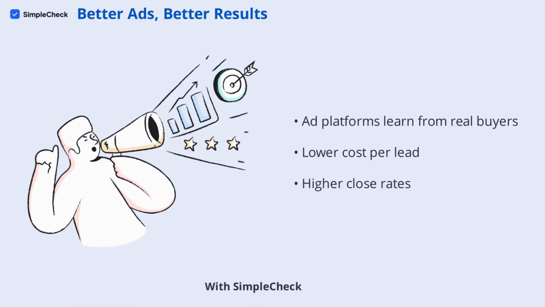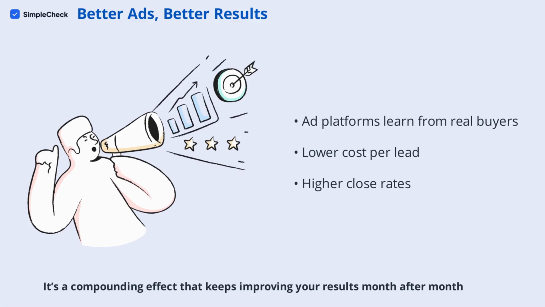With SimpleCheck, verified buyer data flows back to your ad platforms automatically. This means your ads stop optimizing for form fills and start targeting people who can actually pay. Over time, your targeting gets sharper, your cost per qualified lead drops, and your close rate climbs. It's a compounding effect that keeps improving your results month after month.